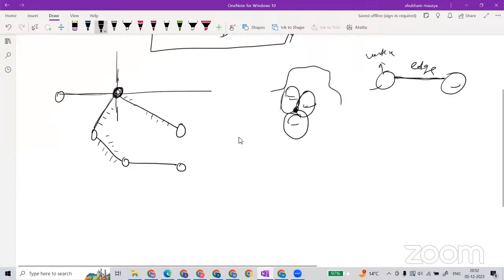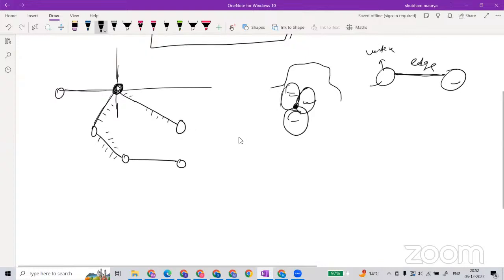There are so many things, like planar graphs, graph coloring, independent set, and minimum vertex cover. We'll also see some algorithms: breadth first search and depth first search, BFS and DFS.